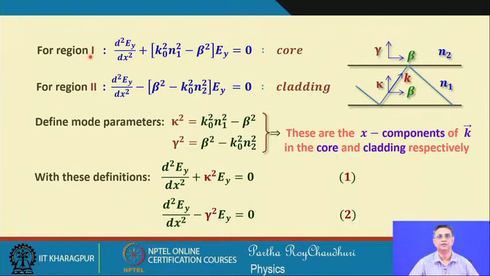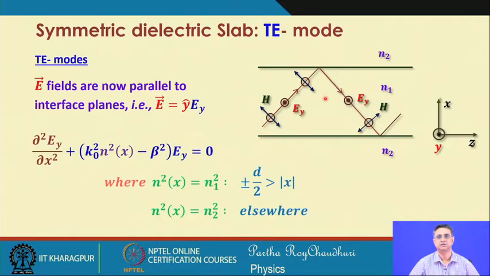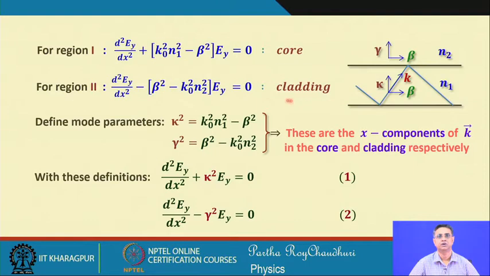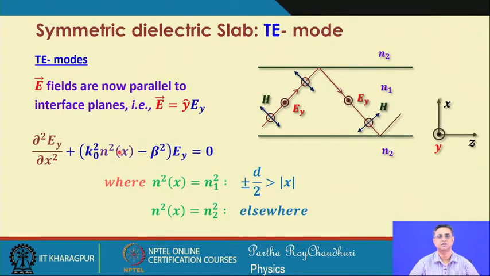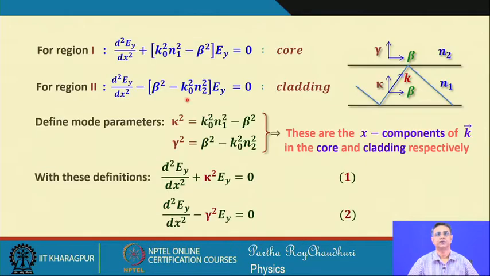For region 1, that is this region within the core, we have this equation, because n squared of x now assumes a constant value, that is n1 squared. So, for the core we have this equation, and for region 2, that is for the cladding, there are two such regions. So, we have this equation, and we write this slightly in a modified way. We take this minus out and put it in this form. The intention is very simple, because we will see that beta should lie somewhere between k0 n1 and k0 n2.